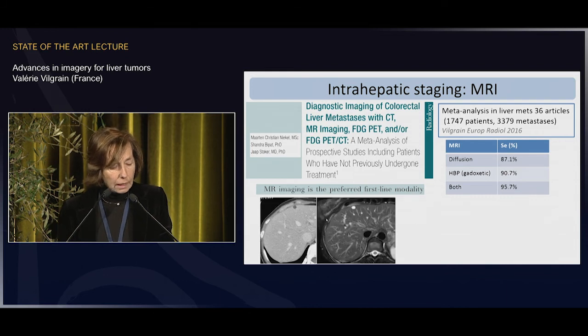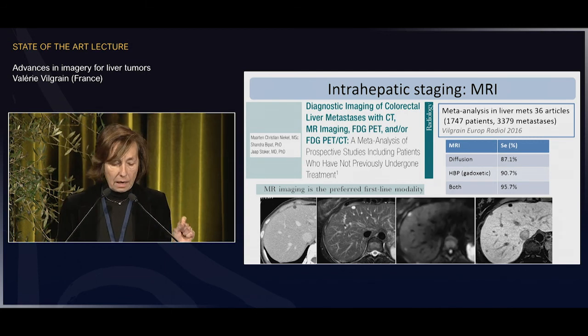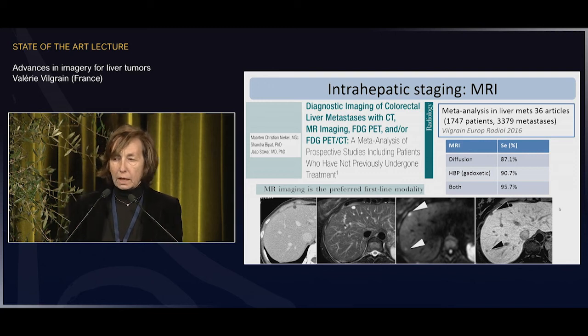And I would like to share with you this example. This is a patient with suspected liver metastasis, but on CT and MR, we could only see a small lesion that is a small cyst. And now, if we look at the diffusion-weighted imaging here and the hepatobiliary phase, we were able to diagnose additional lesions.